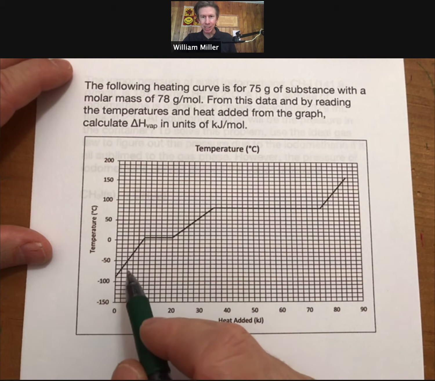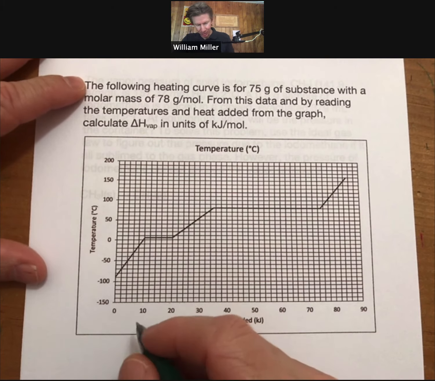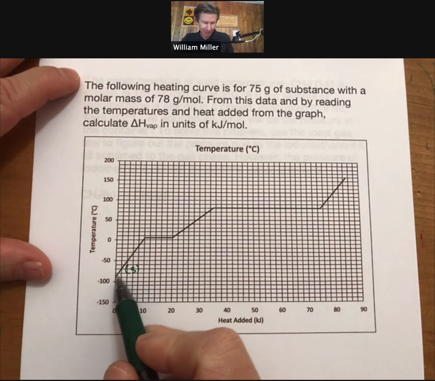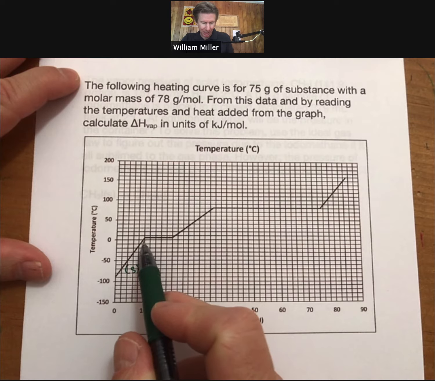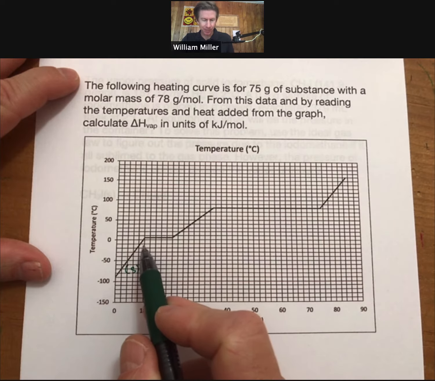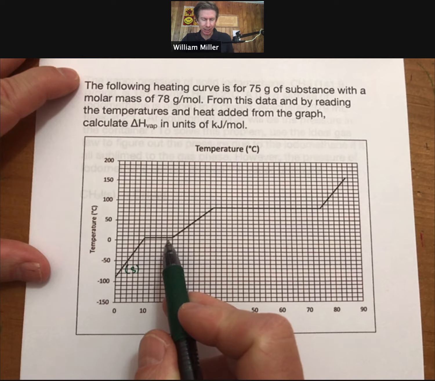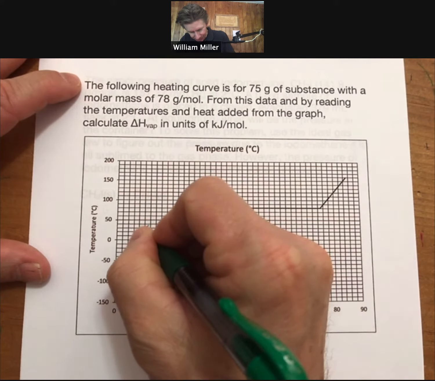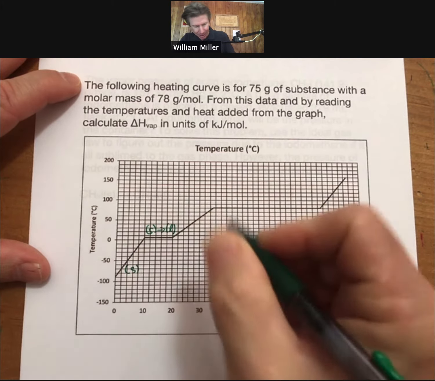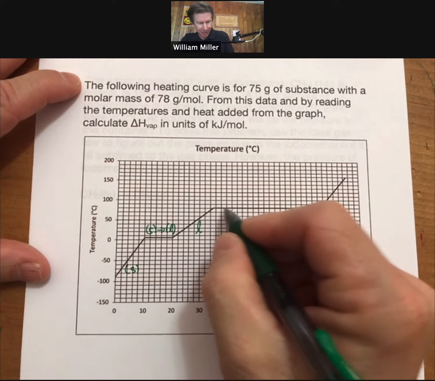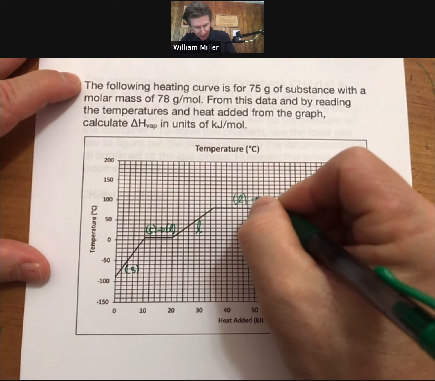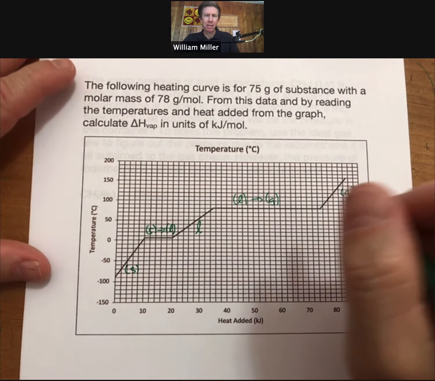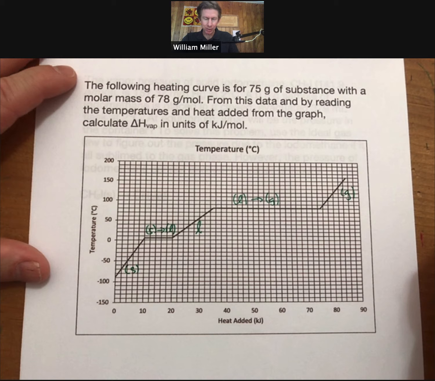Now, this is a heating curve, and from the lecture outlines, we know that down here is heating of a solid, and the temperature is changing for that. Here is the solid to liquid phase transition, and let's write that. Then here we have the liquid phase, here we have the liquid to gas phase transition, and then up here we have a gas. And those are the same for any heating curve.